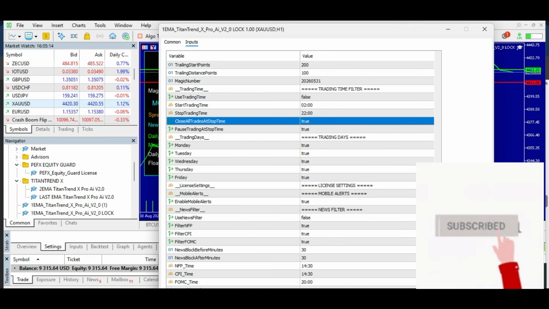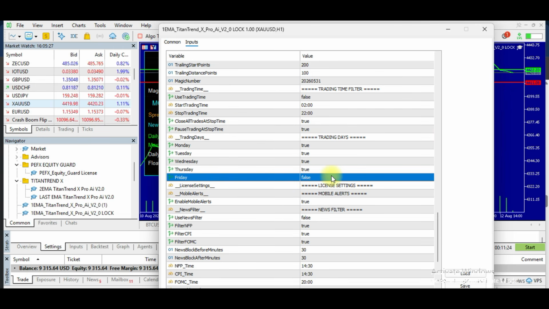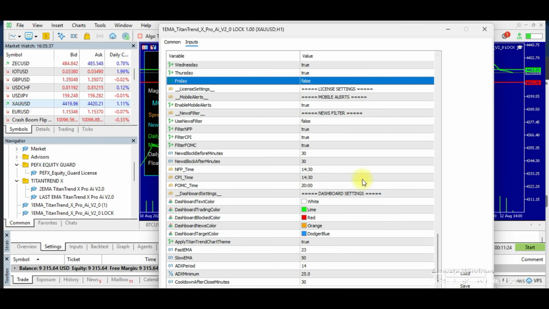So now this is another, trading days. You understand? This is trading days. This is Monday, Tuesday, Wednesday, Thursday, Friday. If you don't want the EA to be trading on Fridays, you can come here and toggle this one to false. Put it on false. The EA will only trade from Monday to Thursday. On Friday, EA will not open a single trade.